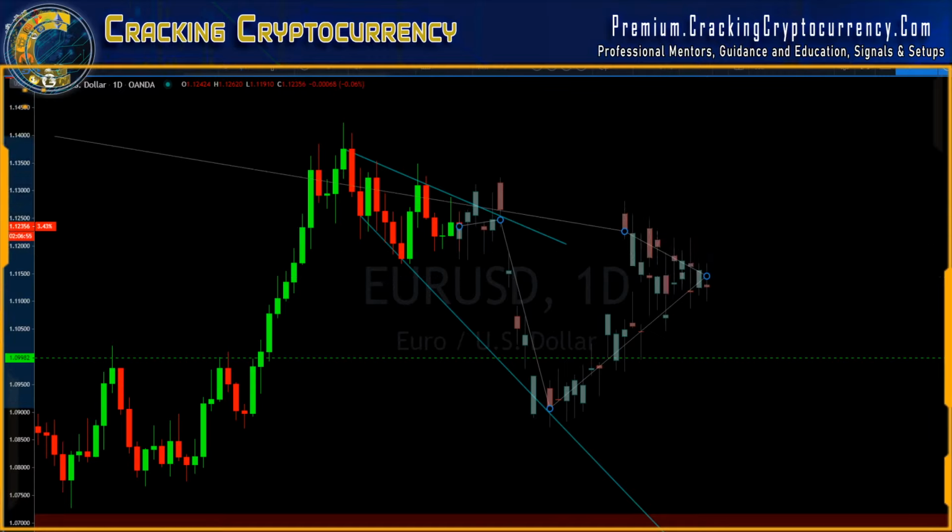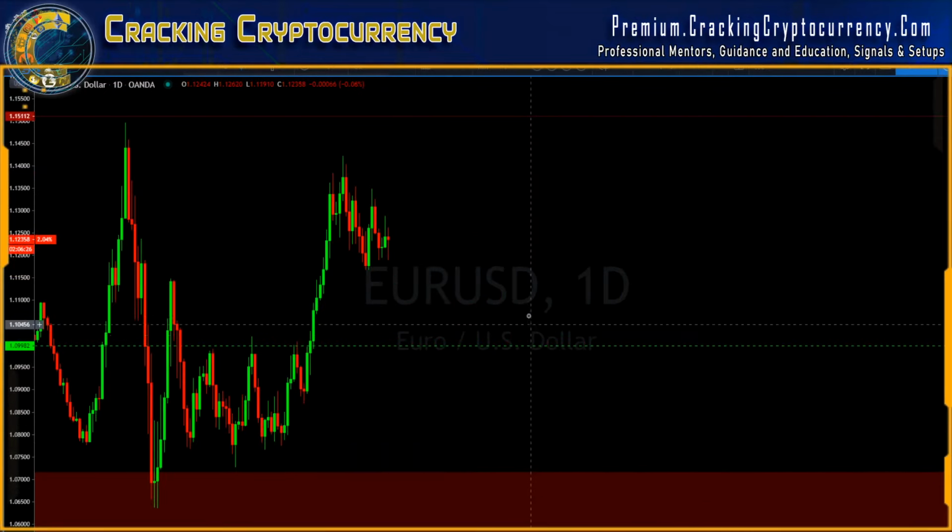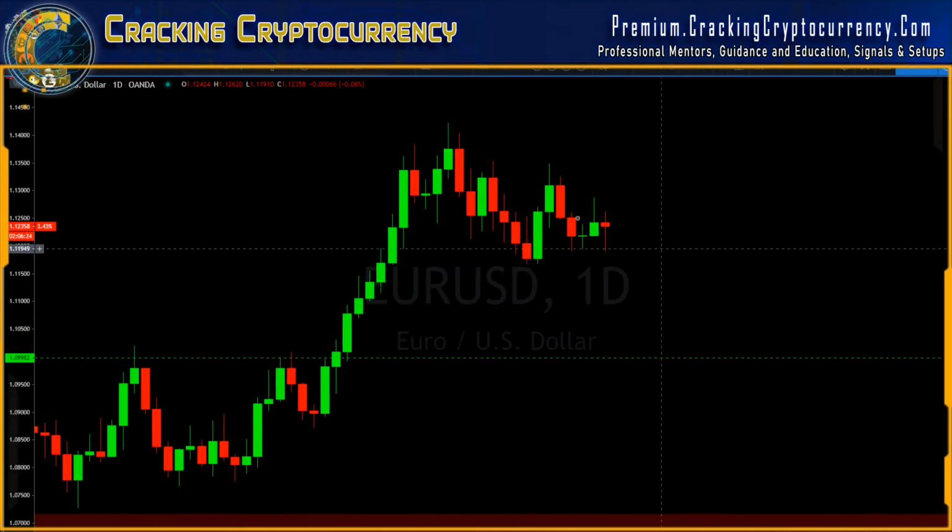Yeah, I don't really like this broadening wedge idea. I almost wish I wouldn't have drawn it. It just happens to be what it is, so we'll just remove that until we have a little bit more objective data. Yeah, not really liking the Euro Dollar here for anything.